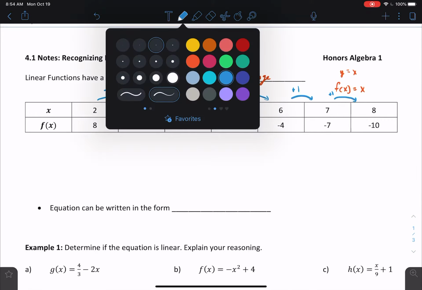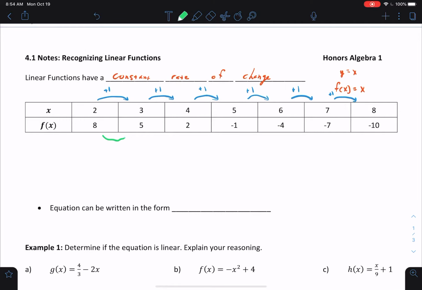What about my y coordinates? 8 to 5, I'm going down by 3. 5 to 2, I'm going down by 3. 2 to negative 1, down by 3. Negative 1 to negative 4, down by 3. So on and so forth. This entire table, and I need to check the entire table, the output values, your dependent variable, your f of x, or your y coordinates, remember this is just a fancy way of saying y, go down by 3.